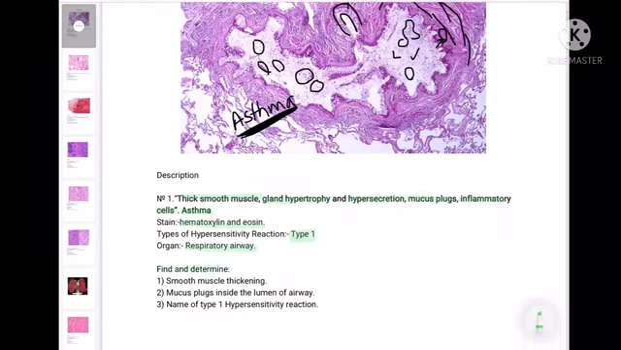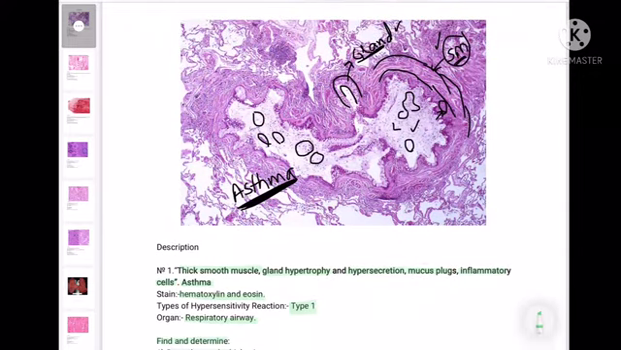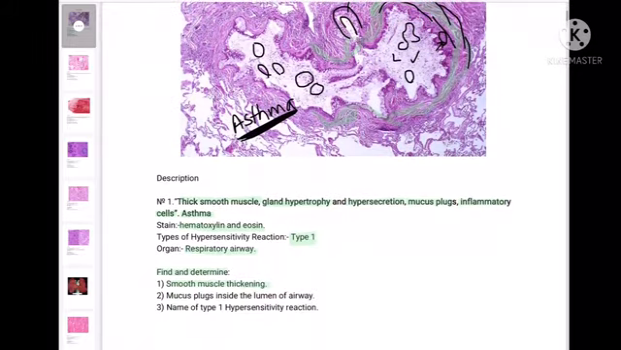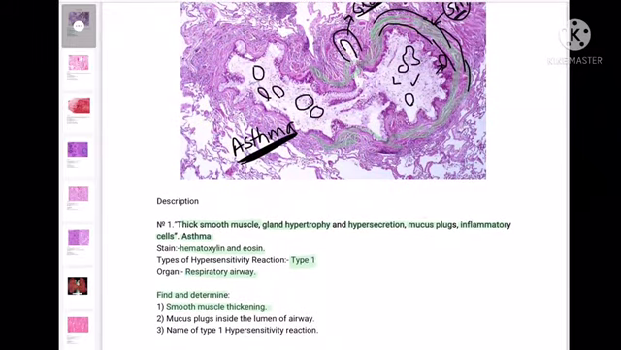Find and determine smooth muscle thickening. Here is the smooth muscle thickening. Mucus plug inside the airway. So these are all the mucus plugs. Name the type 1 hypersensitivity reaction. So it's, we can say, a rapid type hypersensitivity reaction.